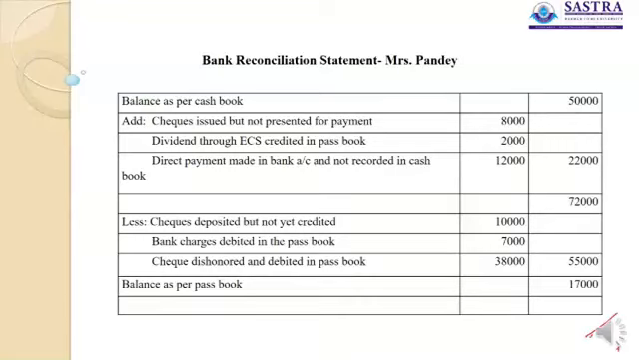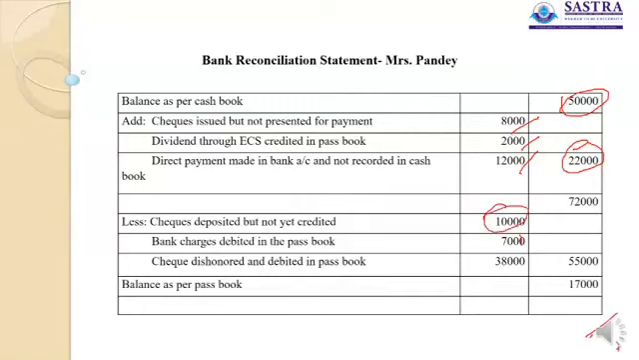See here, balance as per passbook 50,000. This 8,000 rupees is the checks issued but not presented for payment, and dividend through ECS credited in passbook 2,000, and direct payment made in bank account and not recorded in cash book. The total of all these becomes 22,000, and the checks deposited not yet credited 10,000 rupees.